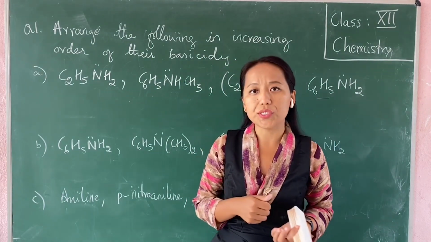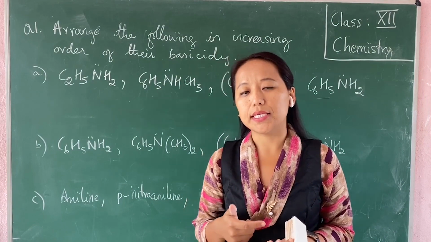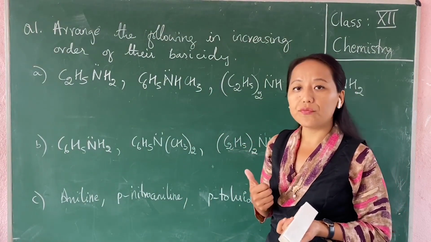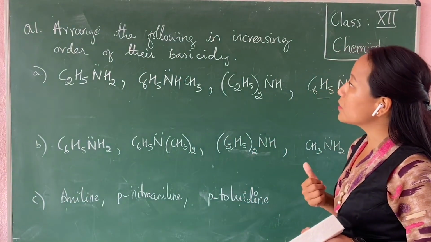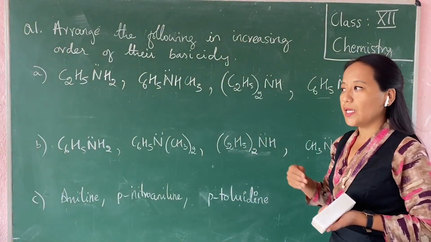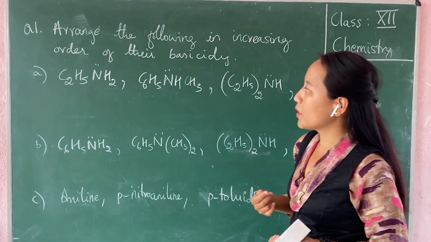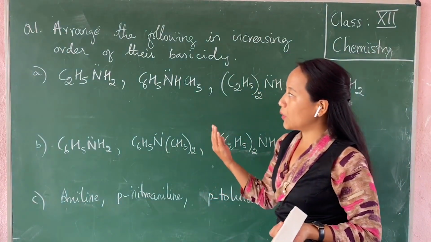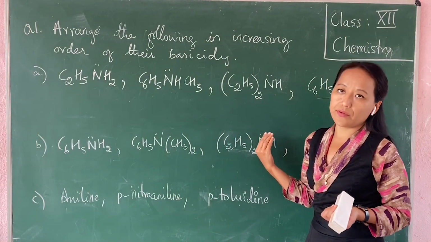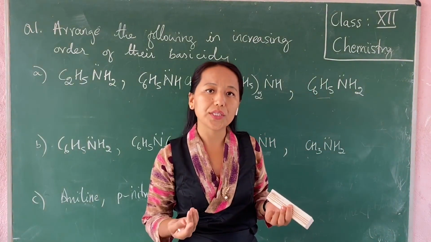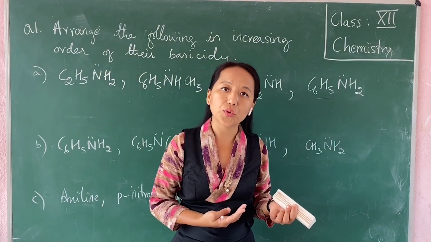The first question is from the basic character of amines under the chemical properties. The question says, arrange the following compounds in increasing order of their basicity. Increasing order means you have to write it from low to high. So in this case, by looking at the compounds given, you need to identify which of the amines has an electron donating group, and which has an electron withdrawing group.